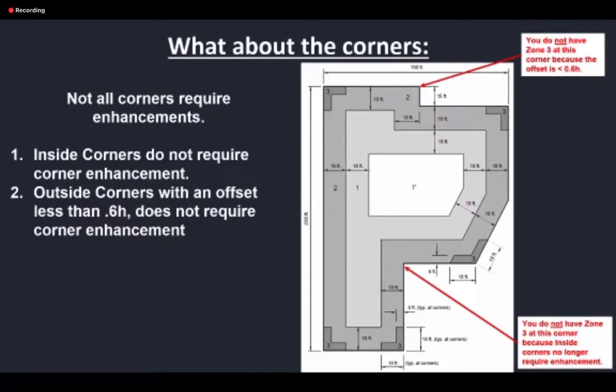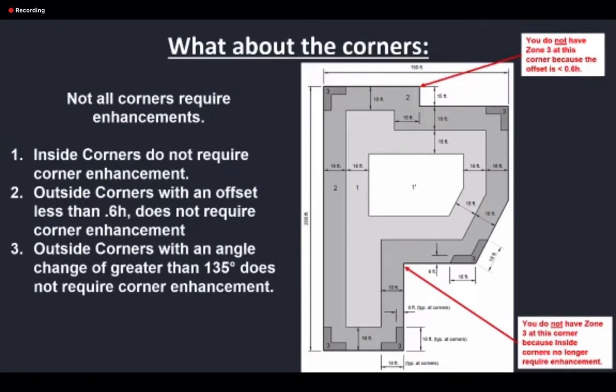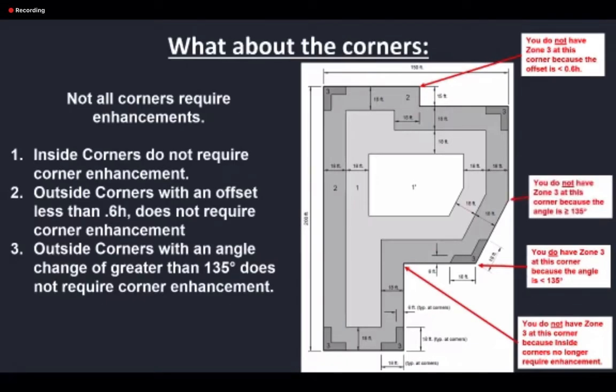The third rule is outside corners with an angle change of greater than 135 degrees do not require corner enhancement. Looking at the first one, we're going to require it because, as you can see there, it is less than 135 degrees. So because it's less than 135 degrees, we need that Zone 3, we need that corner enhancement. But if you notice the next one, in the middle of the screen, you do not have Zone 3 because the angle is greater than or equal to 135. So with that said, that wraps up some of the different rules.